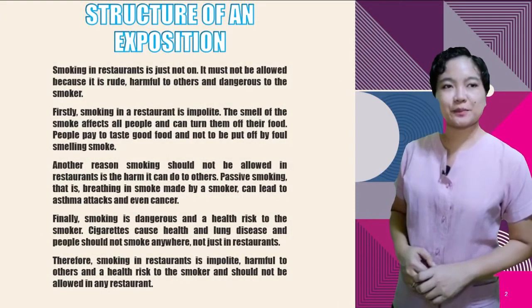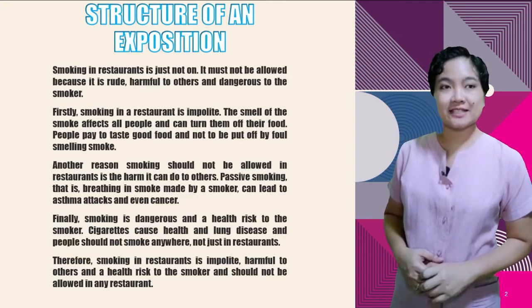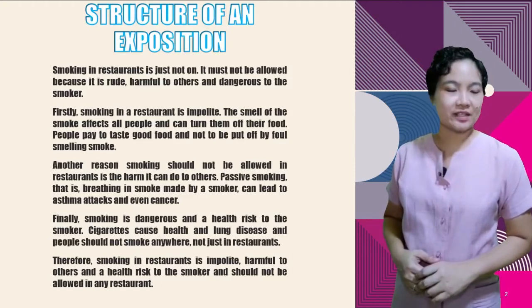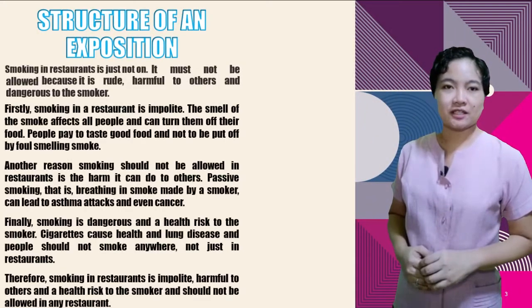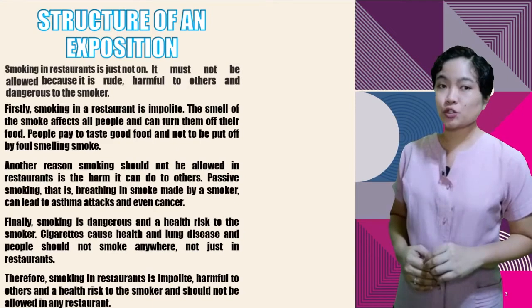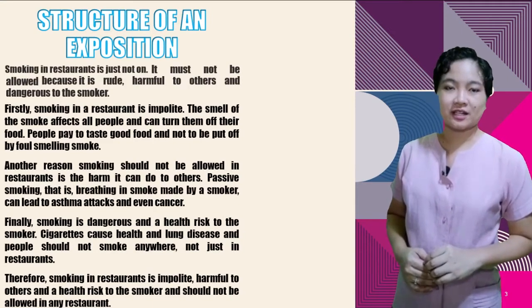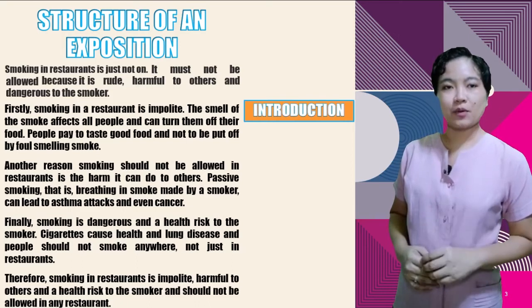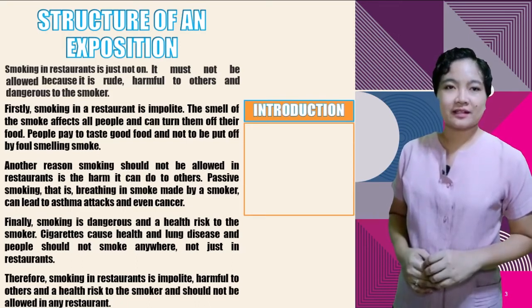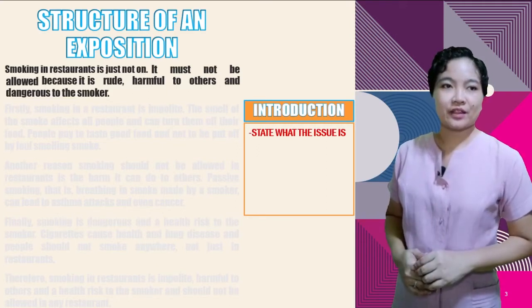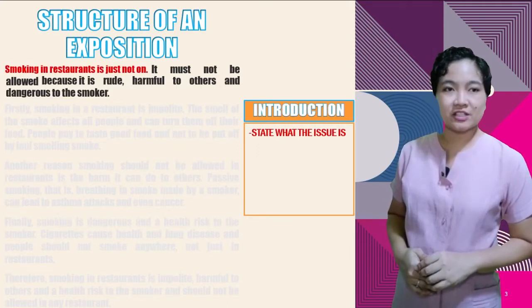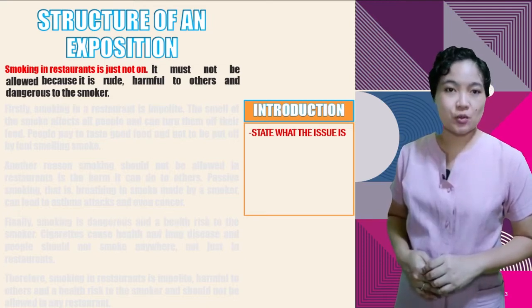Let us now determine the structure of an exposition text through the example essay that I have read earlier, starting off with the introduction. In an exposition, a statement of position is usually found in the introduction. Let us explore. State what the issue is. That is, smoking in restaurants is just not on. This one states what the issue is.